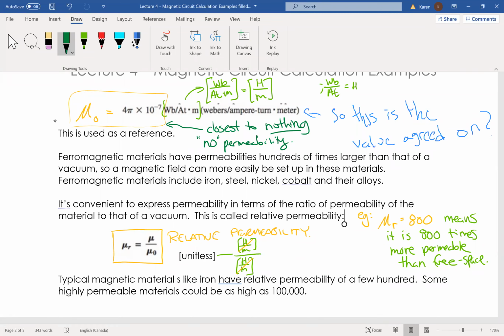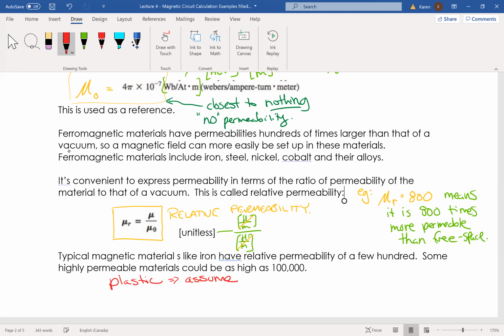Does plastic establish a magnetic flux? No. So we are going to assume no permeability. Assume that of free space. So assume that the permeability of plastic equals the permeability of free space.